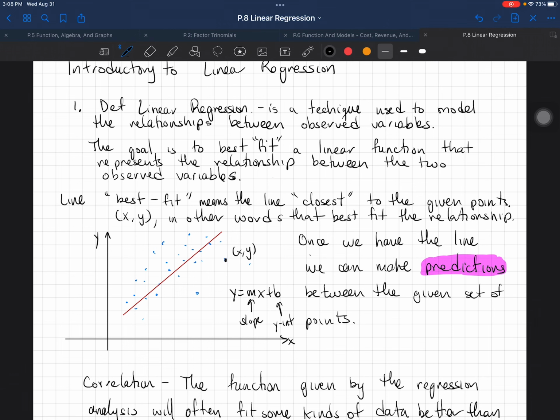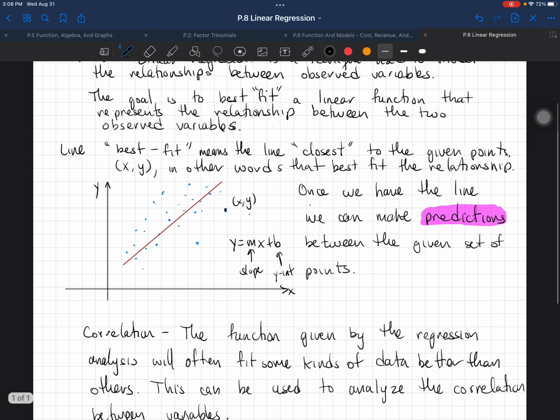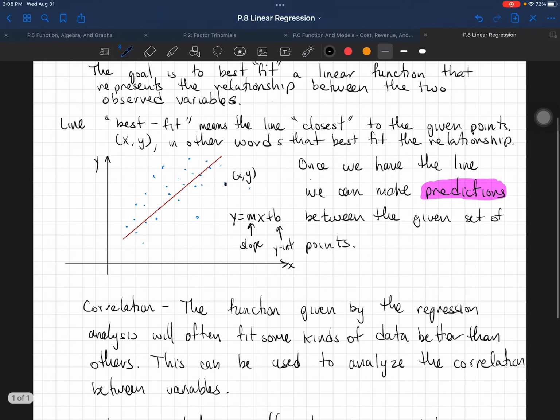Now, there is a whole mathematical formula process behind the scenes to generate the line that best fits this data set, but we're not going to go through that in this course. That's a whole statistics course. In our classes, we're going to be using Excel to generate this line. Best fit means that it is the closest to the given points, x and y. In other words, it's not closest to the points, but it's the best one that fits the relationship. That's how you want to see it.